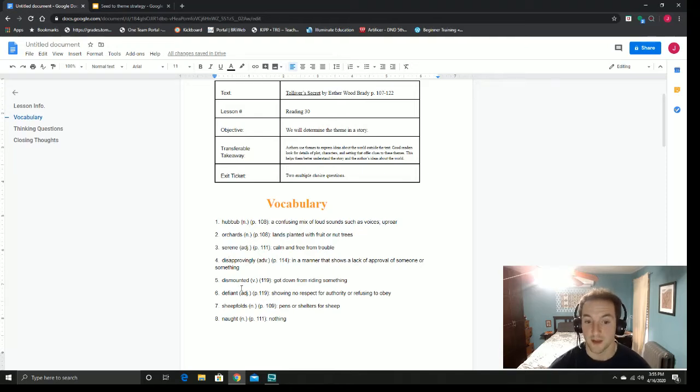Number 5, the word is dismounted. To get down from riding something. You already saw in this chapter, Ellen dismounts from a horse. She was riding the horse and then she got off of it.